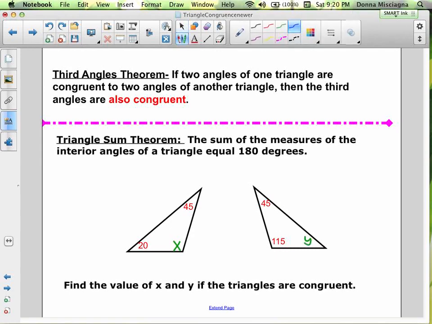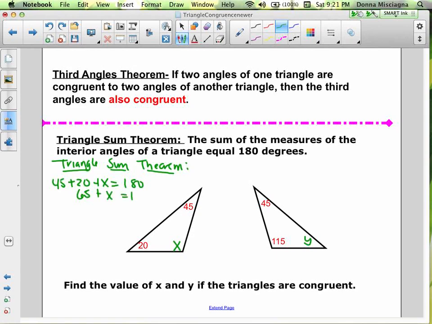All right, let's find x first. To find x, we're going to use triangle sum theorem. We know these angles add to 180 degrees. So therefore, 45 plus 20 plus x is 180 degrees. 45 plus 20 is 65. If we subtract 65 from both sides, x is 115 degrees. Now if you look at our diagram here, we can see that these two angles are congruent. And now we know that these two angles are also congruent. So that means that we can use third angle theorem.